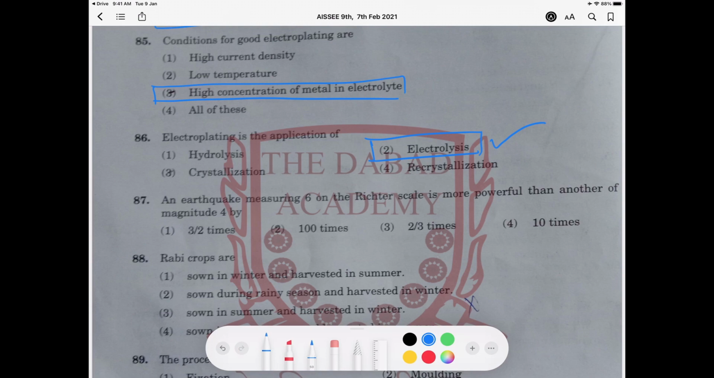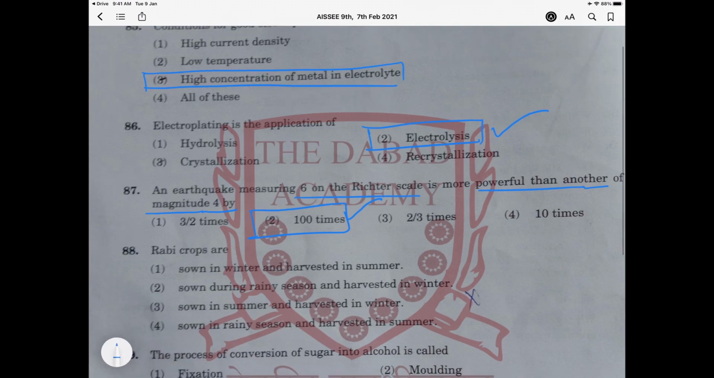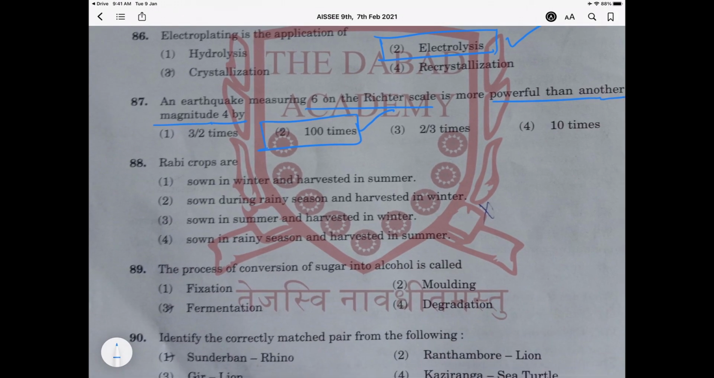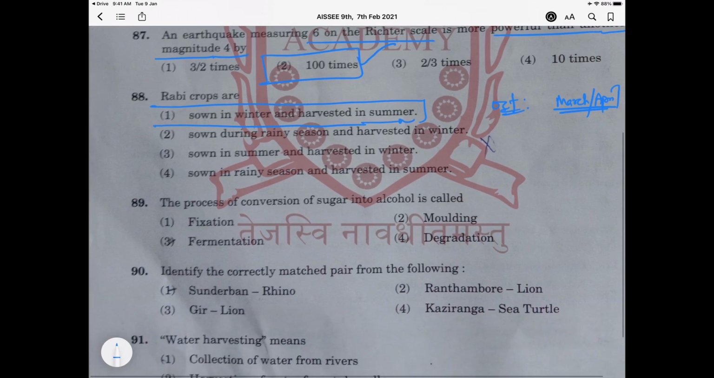In question number 87, an earthquake measuring 6 on the Richter scale is more powerful than another one of magnitude 4 by 100 times. Option number 2. So multiplication of 10 is represented on the scale, the Richter scale. Rabi crops are... So it's not a very exact question, but according to the given options, I think option number 1 will be correct. Our team discussed this and we realized that because there is no exact winter when Rabi crops are sown in October. But harvested in summer means they are representing March and April when harvesting happens, so option number 1 fits well for Rabi crops.